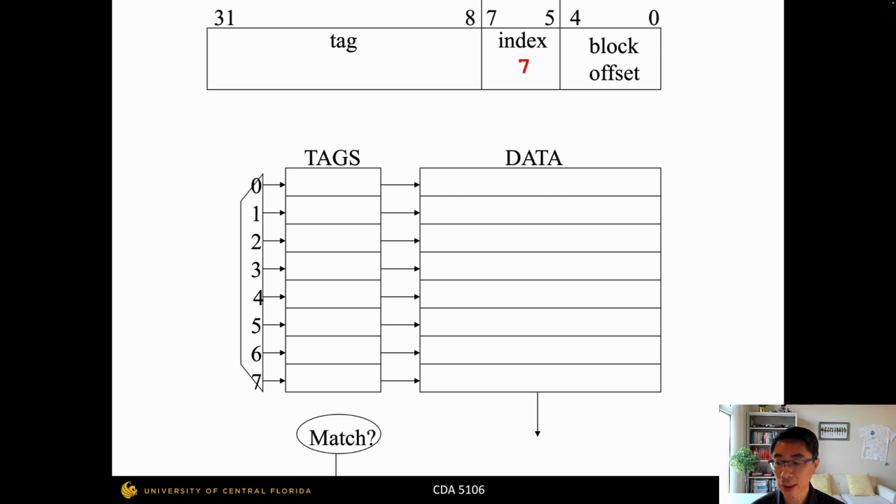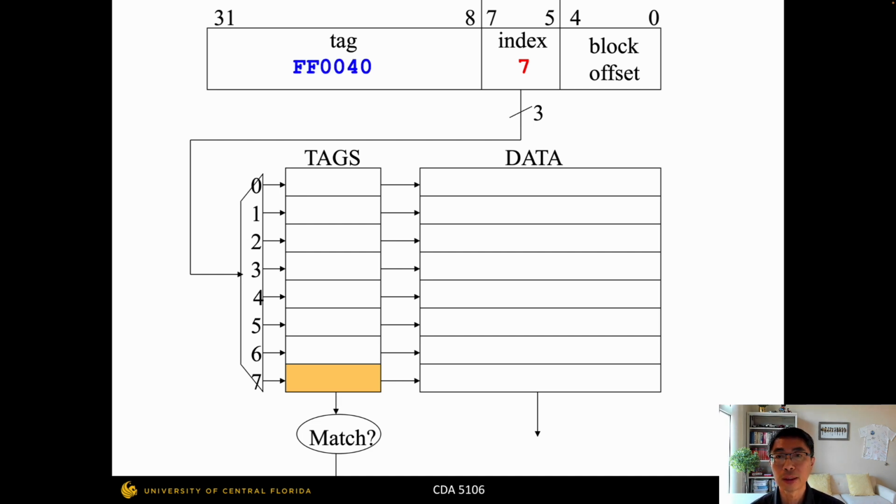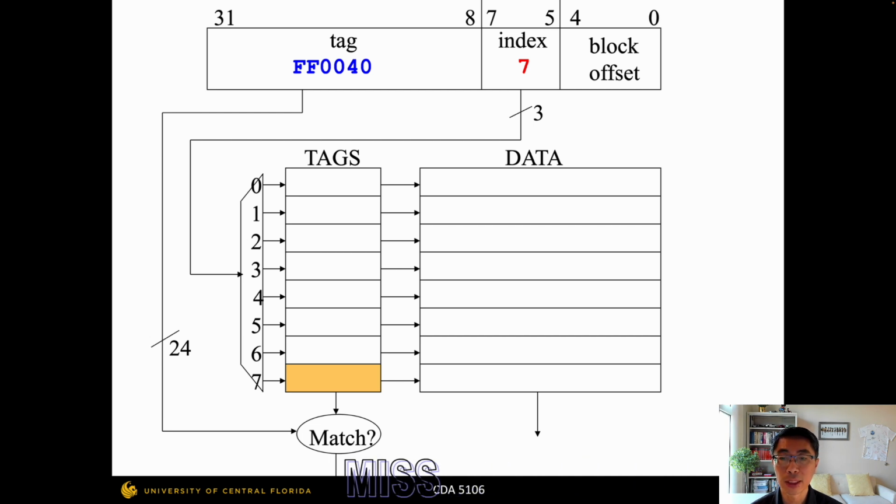Let's start with the first address that is accessed. It has an index value of 7. That means we go to the cache and activate the decoder to read the last set in the cache. We read the tag, and the block that we want to access has tag FF0040. We compare that against the tag read from the cache, and in this case we have a mismatch. So we have a cache miss, and we have to fetch the data from memory and bring it to the cache.